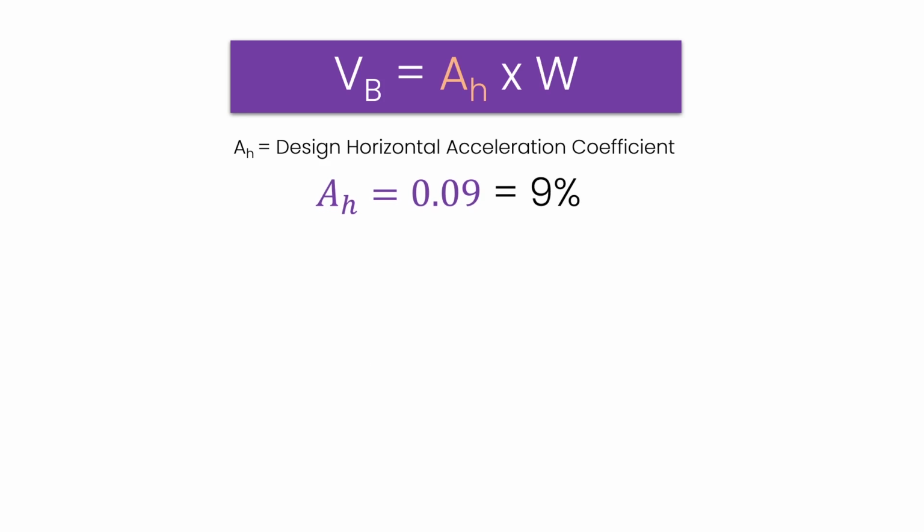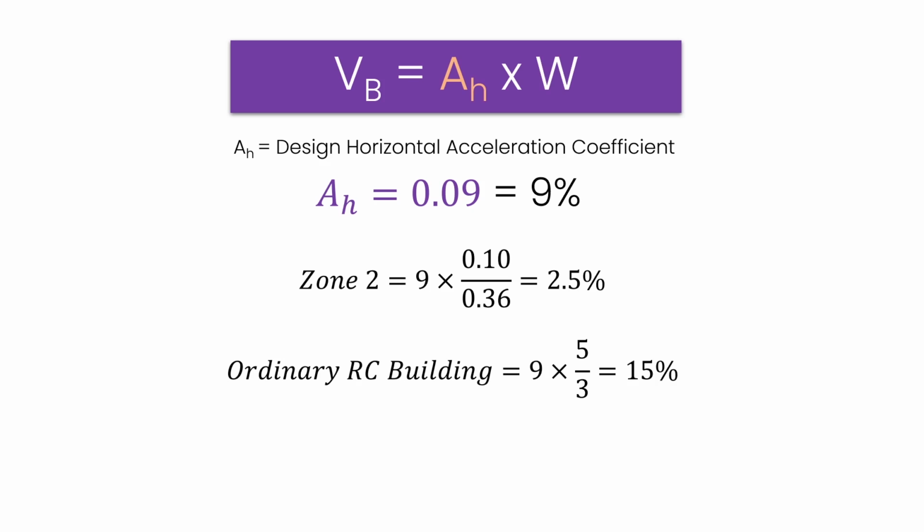Now let's evaluate a few different criteria just to understand this AH even further. Say we were in zone 2 instead of zone 5, we would have had a value of 2.5%. So AH would have been drastically reduced. And it is common sense because in zone 2, the earthquakes are going to be less severe and hence the design should be less severe too. If you were designing an ordinary RC building, the AH would have increased because an ordinary RC building would not be immune to an earthquake as much as the special moment resisting frame we just created. So instead of having a value of 9%, we would have had a value of 15%.